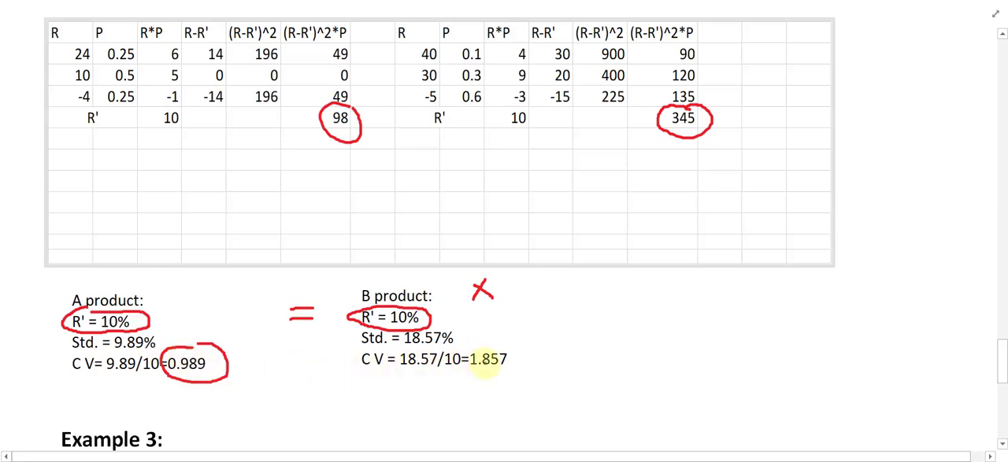But in this case, the risk for each dollar of return is around $1.85. It means if there is $1 return, there is $1.85 risk in this project. Or if there is 1% return, there is the possibility of around 2% risk. So this product should be rejected, and this project should be accepted.